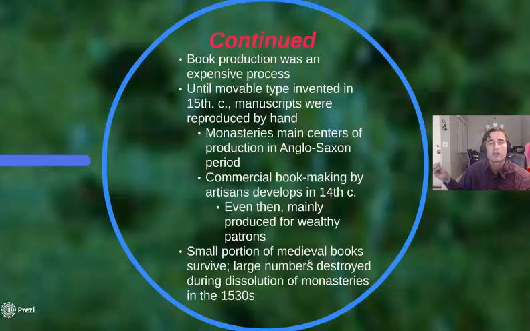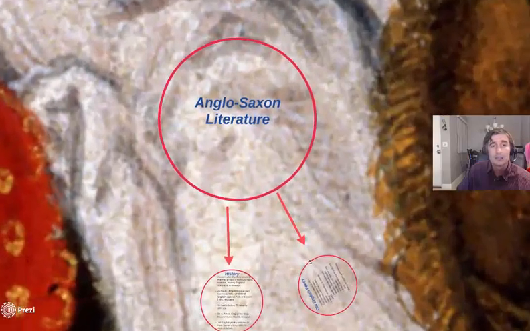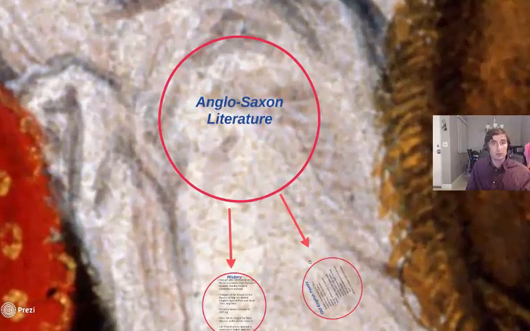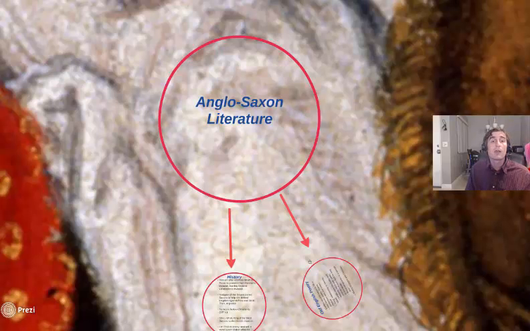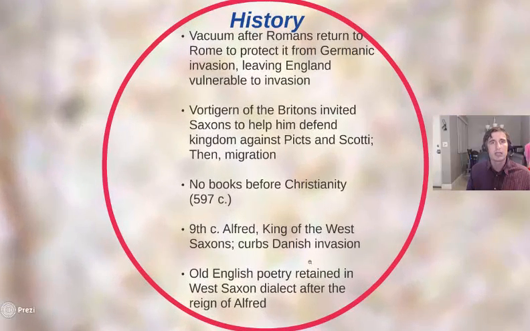Why? Because of the Reformation period, which we'll get into more when we talk about Henry VIII, which is more in the 1530s, which gets more into the Renaissance era. So Anglo-Saxon literature, when we mention Anglo-Saxon literature, we're talking about things like Beowulf. And so just a little bit of history of the Anglo-Saxon era.